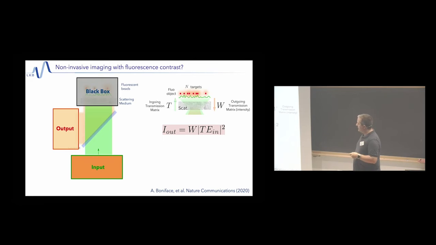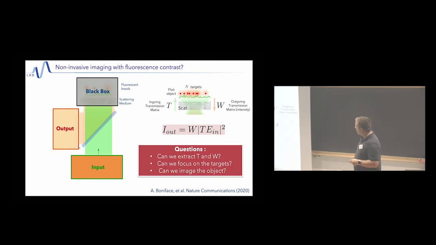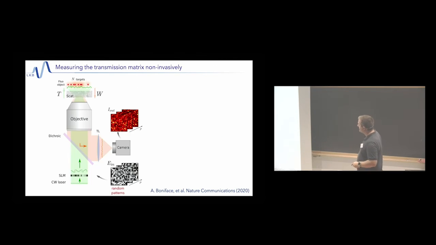And we can write an image formation model: the intensity on the camera is W, the intensity transmission matrix, times the modulus square of my excitation, so T times E in. Okay? So with that, I can play a bit more, and I will try to show you how we can both measure non-invasively these two matrices and try to image and focus on the object.